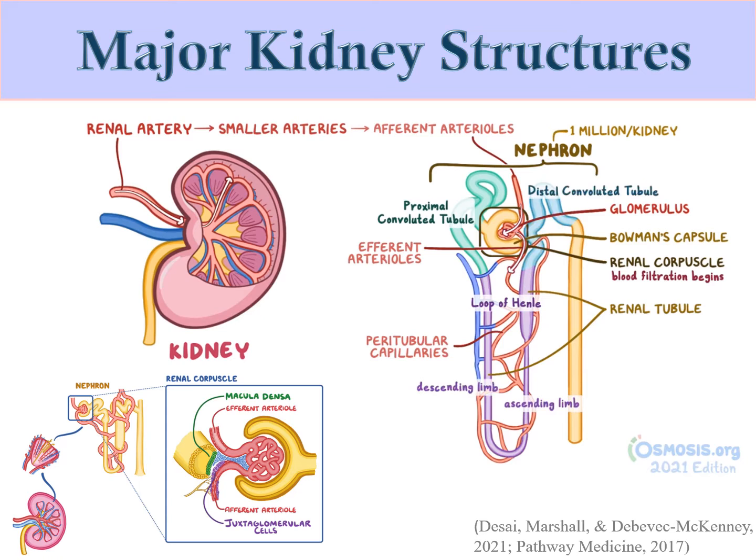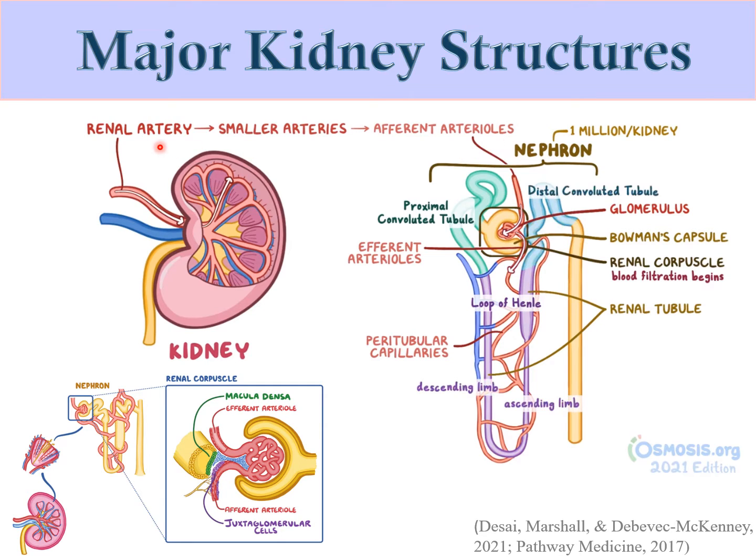Now, within each kidney, blood from the renal artery flows into the smaller arteries, eventually reaching the tiniest of the arterioles called the efferent arterioles. After the efferent arteriole, blood moves into a tiny capillary bed called the glomerulus. The glomerulus is part of the functional unit of the kidney called the nephron. There's about 1 million nephrons in each kidney, and each of them consists of a renal corpuscle, made up of a glomerulus and the Bowman's capsule, which surrounds it.